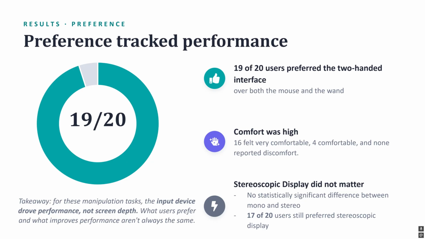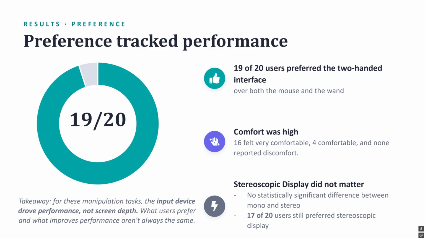19 of the 20 participants preferred the two-handed interface over both the mouse and the wand, and comfort was high. 16 reported feeling very comfortable with it, and the remaining 4 just comfortable, with no one reporting discomfort. That alignment between objective speed and subjective preference strengthens the case. People weren't just faster, they liked it more as well.